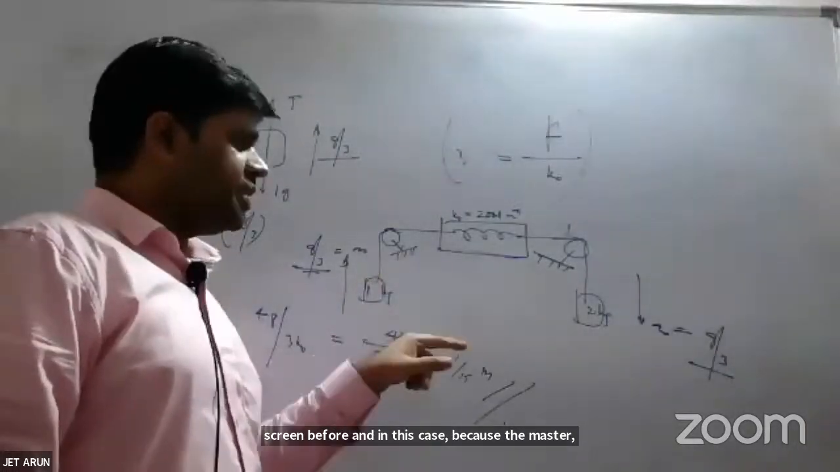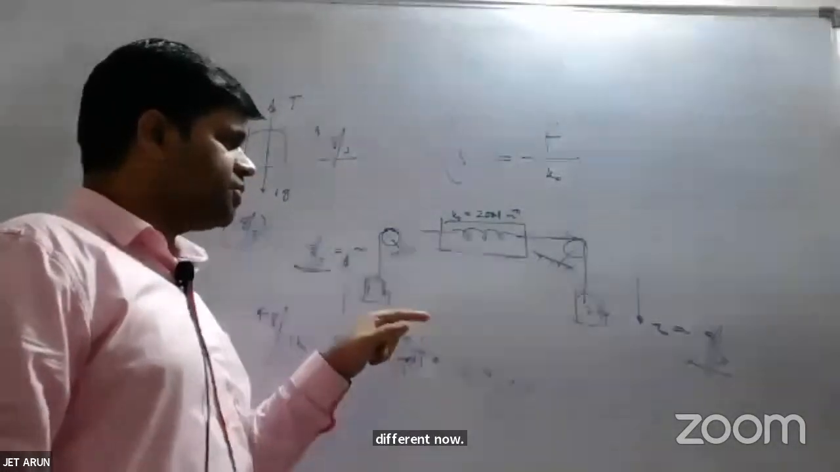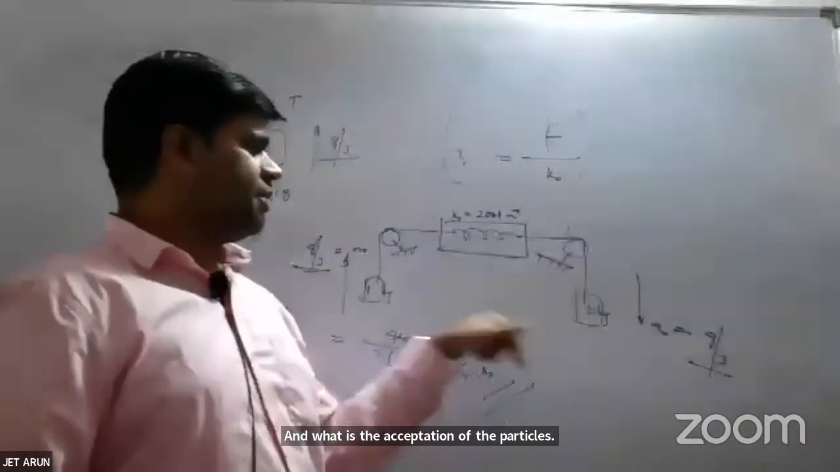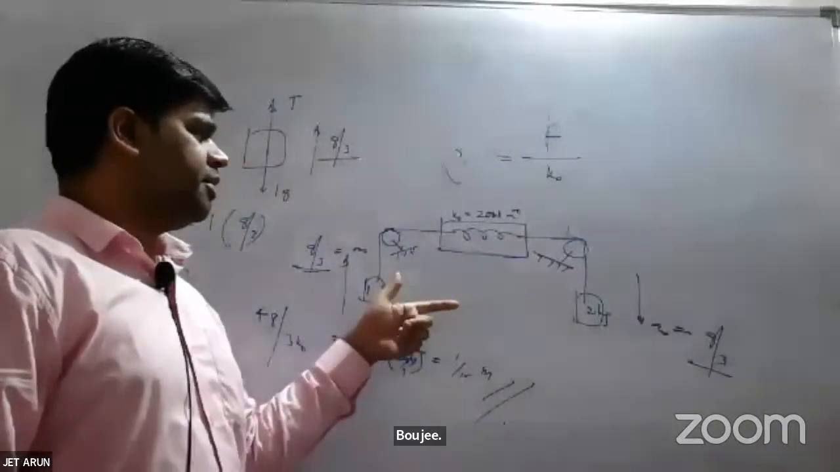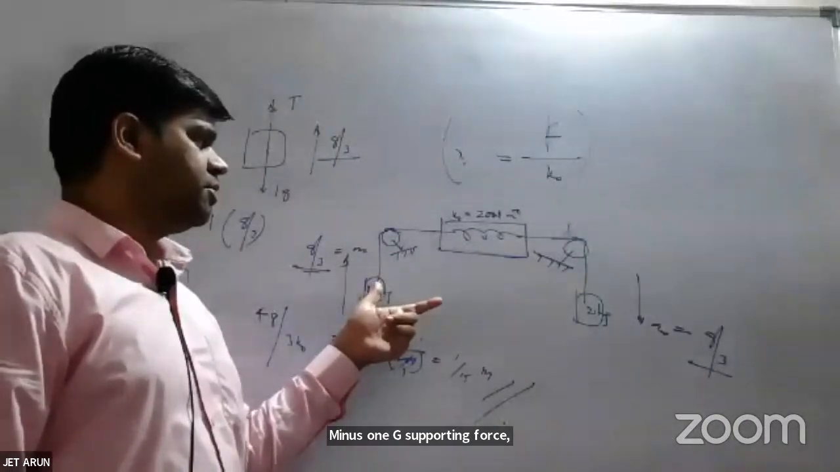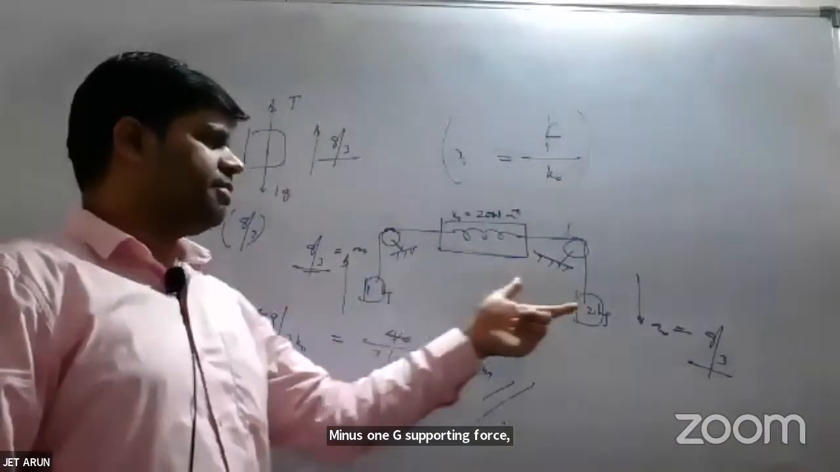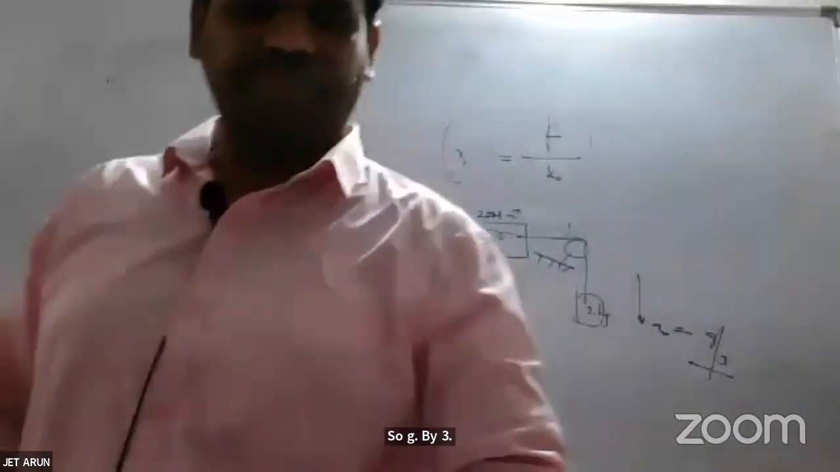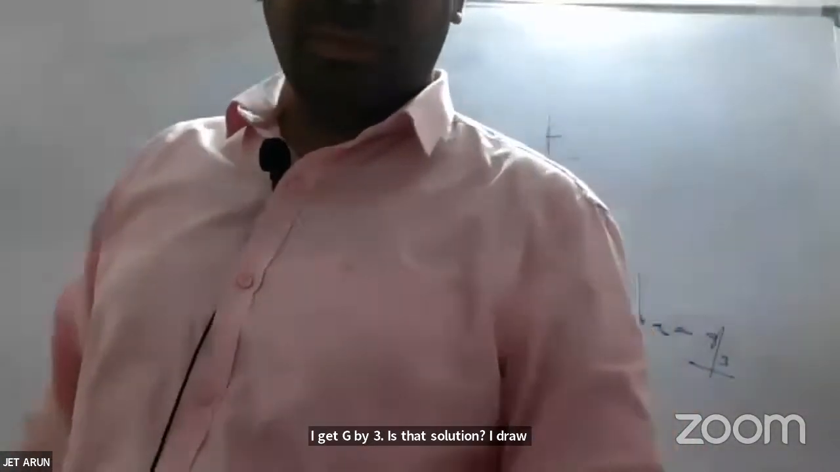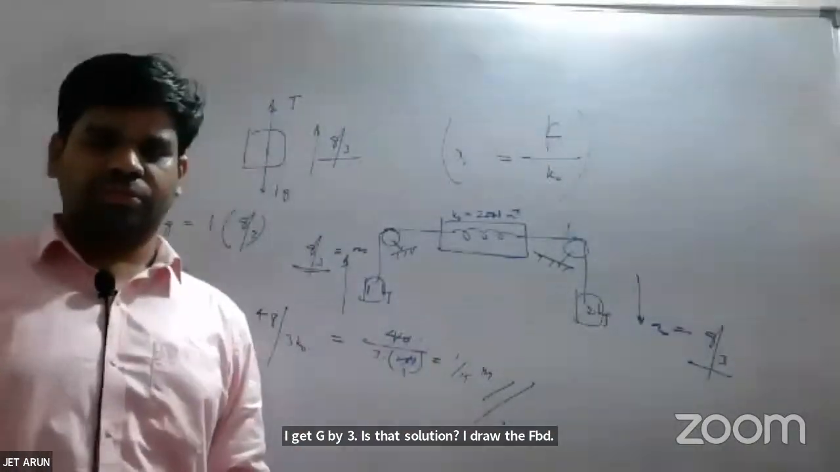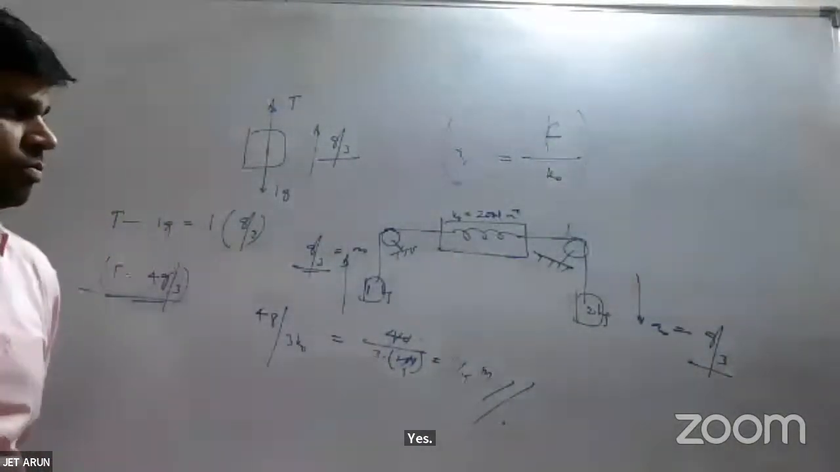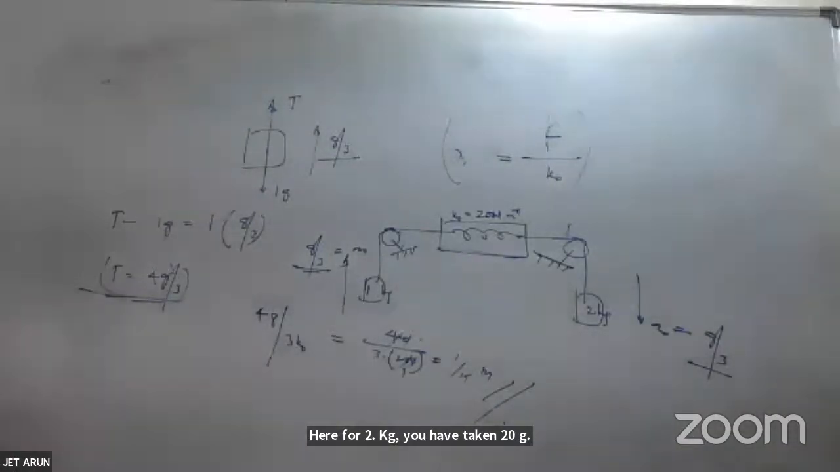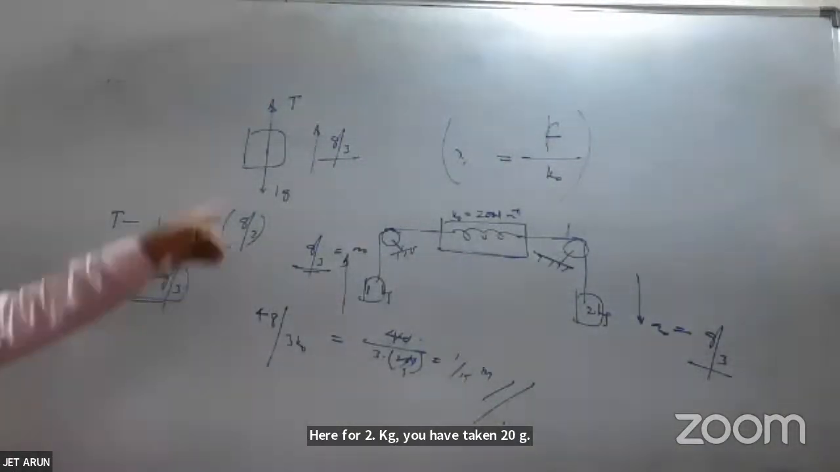Particles are accelerating. And what is the acceleration of the particles? 2g minus 1g, supporting force minus opposing force, by total mass. So g by 3. I get g by 3 as the acceleration. I draw the FBD. Yes, here for the 2 kg you have taken 2g, and I've drawn the FBD of the 1 kg block.